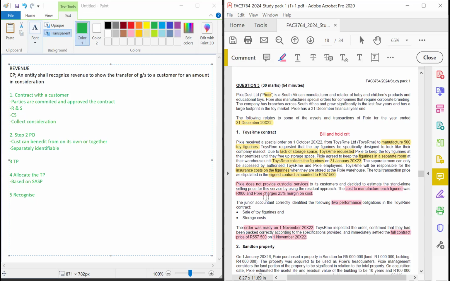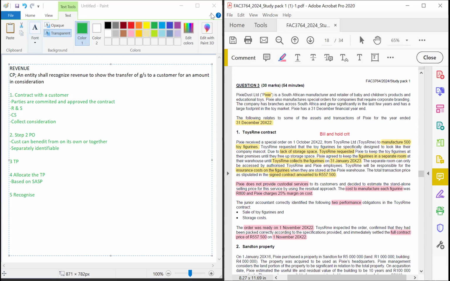So before I continue, Nomfundo, can I take your question? Hi. Now I was wondering how are you able to tell between the performance obligations and the promises? Like, how are you able to tell the differences between the two? The difference between the performance obligations and the promises, right?